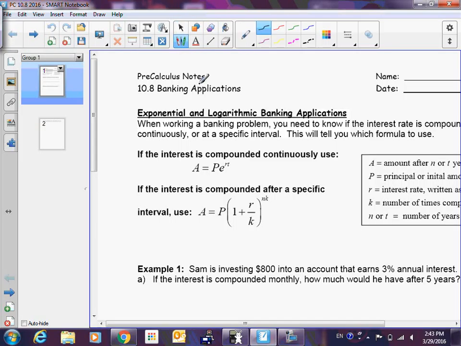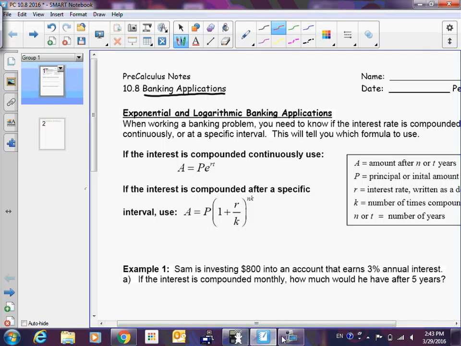All right, so let's take what we learned in 10.7 and 10.6 and apply it to these banking situations. Okay. I don't think I have the right thing for this. I have things.